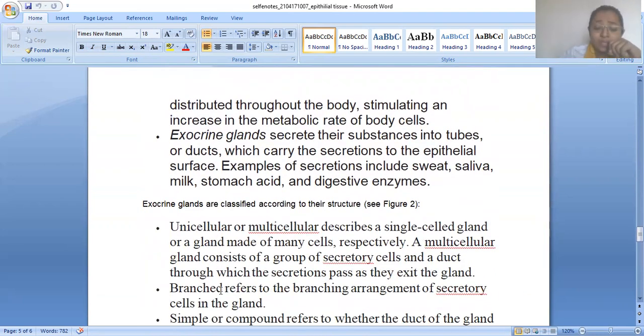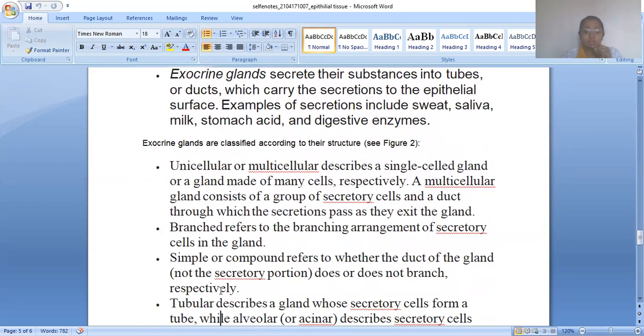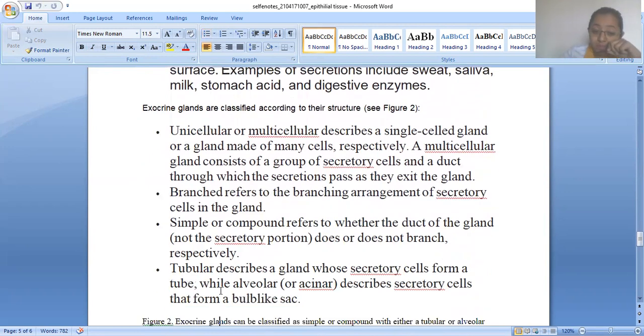Then exocrine glands are again classified on the basis of their structure: unicellular and multicellular. As the name suggests, unicellular or multicellular describes a single-celled gland or a gland made up of many cells respectively. A multicellular gland consists of a group of secretory cells and a duct through which the secretion passes as it exits the gland. Branched refers to the branching arrangement of the secretory cells in the gland. Simple and compound refer to whether the duct of the gland does or does not branch respectively.